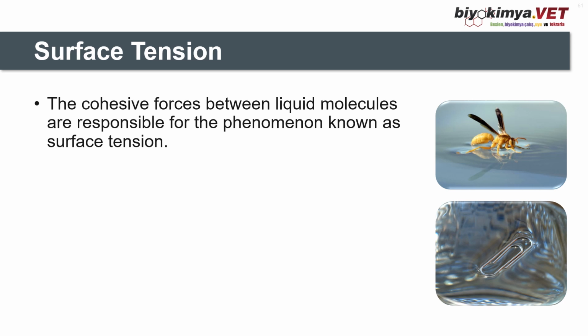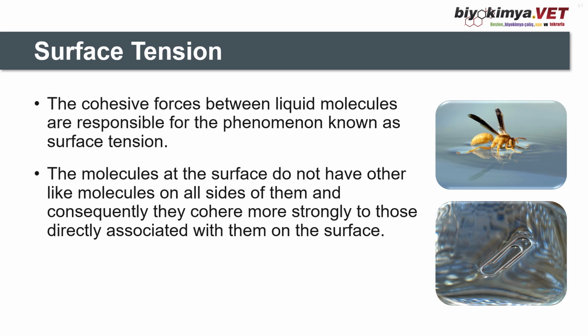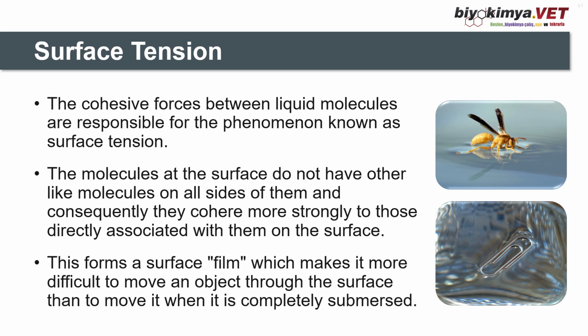The cohesive forces between liquid molecules are responsible for the phenomenon known as the surface tension. And we discussed this phenomenon in the previous topic, in the matter topic in the liquids, titled cohesion, adhesion, and surface tension. The molecules at the surface do not have other like molecules on all sides of them, and consequently they cohere more strongly to those that are associated with them on the surface. And this forms a surface film, which makes it more difficult to move an object through the surface than to move it when it's completely submerged.